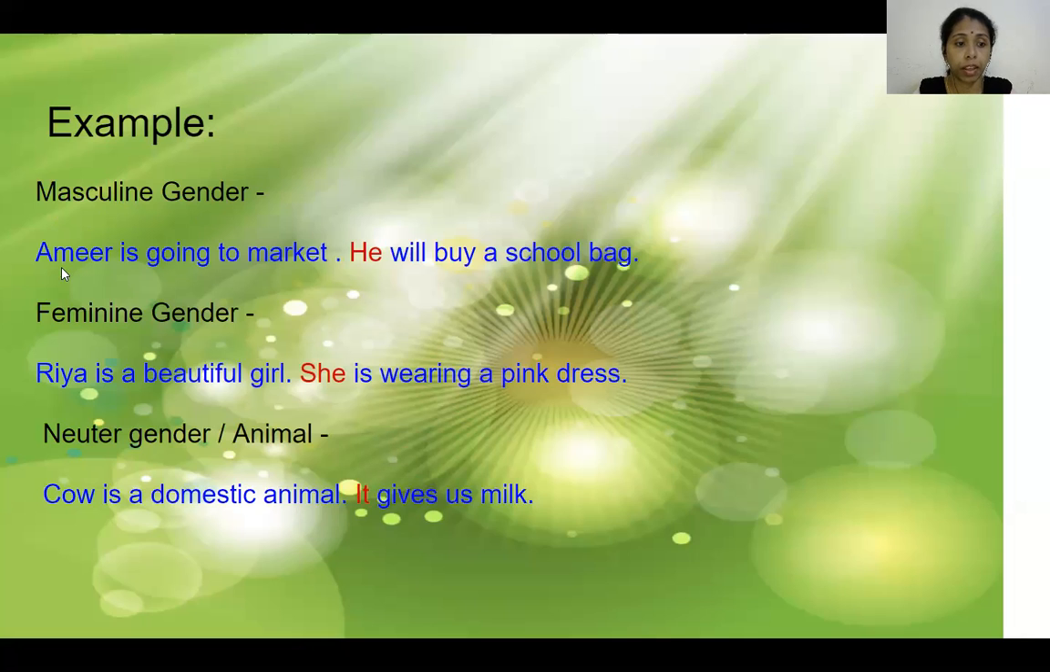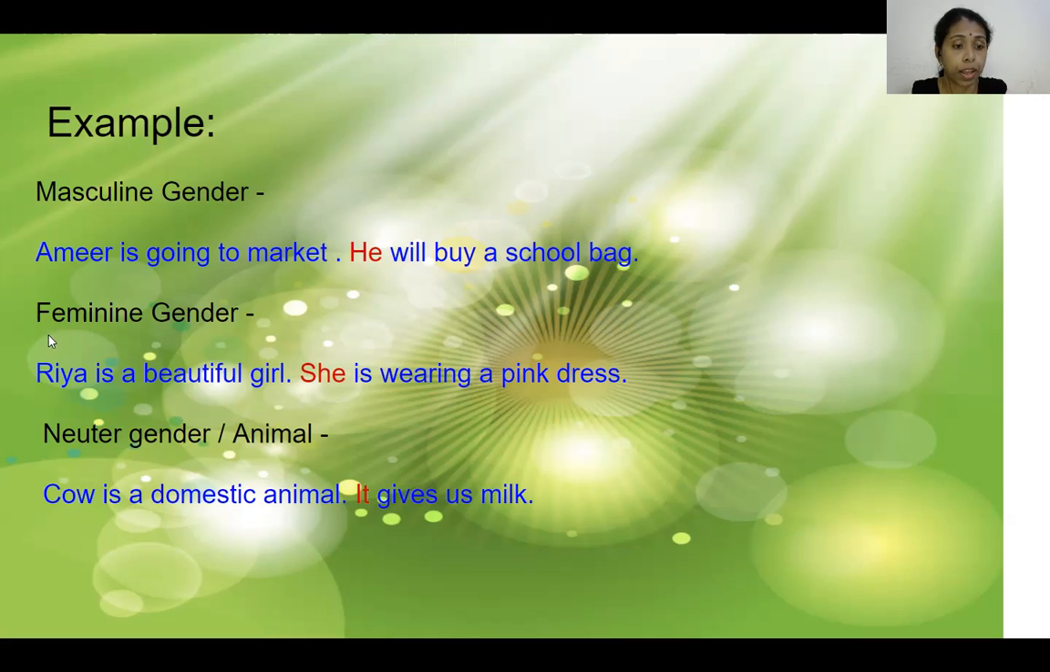Masculine gender, like Amir is going to market. He will buy a school bag. Here in the first sentence, we can see the name of one person and the name is Amir, and Amir is a boy. So as Amir is a boy, in the next sentence, we need to use the masculine pronoun like he.